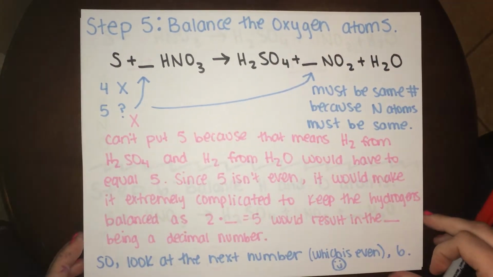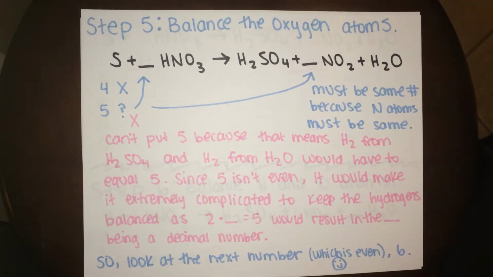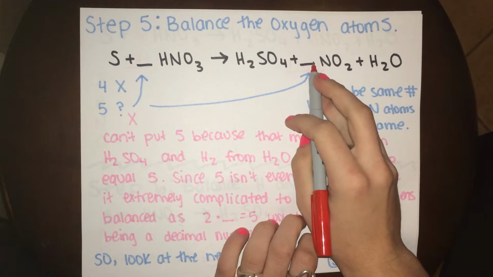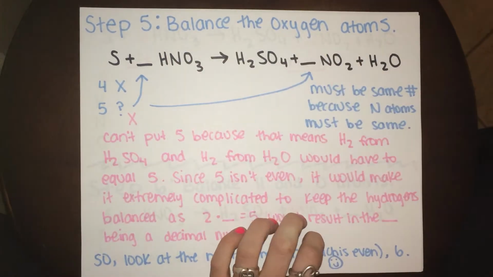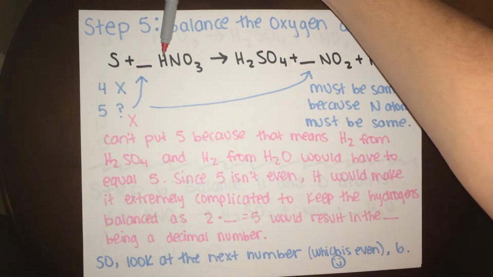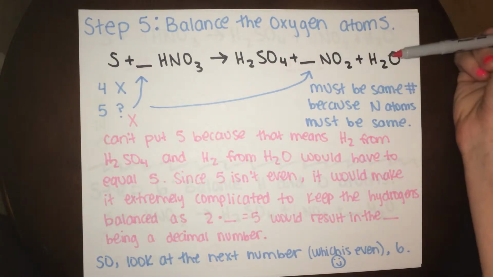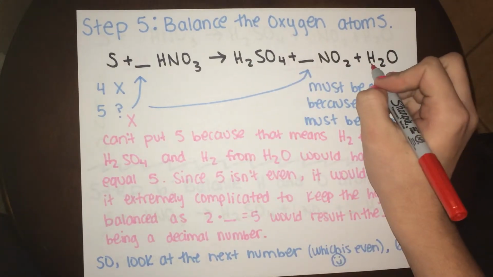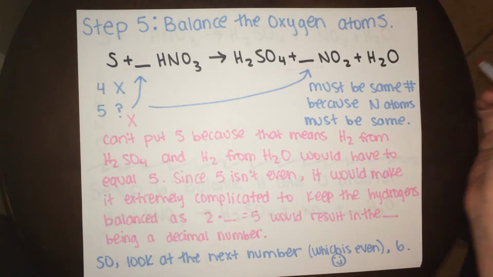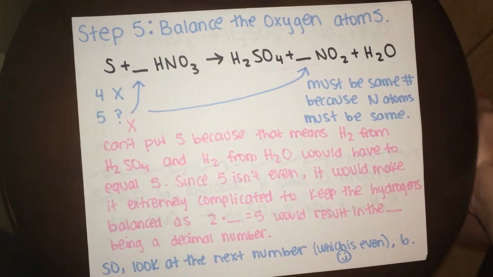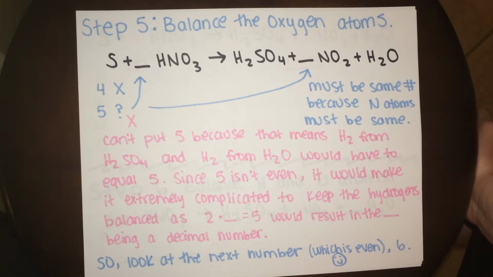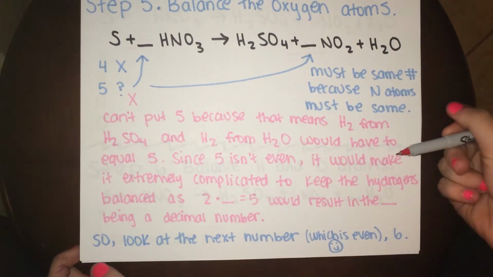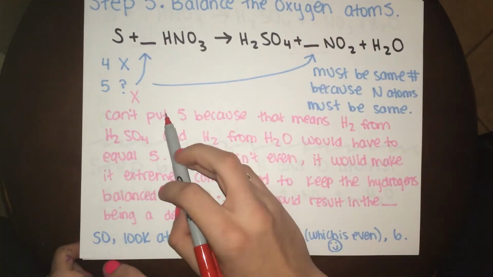Step 5, balance the oxygen atoms. What we can do is we already had a 4 here and we already had a 4 here, but because that didn't work, you can put a 5 here. But thinking ahead just to save us time, if you put a 5 here, that means that there's 5 hydrogen atoms, but here on the right side, there's 2 hydrogen atoms and 2 hydrogen atoms. So you have to put a number here and a number here, and you would try to get it to equal 5 hydrogen atoms. But since the number 5 isn't divisible by 2, it's not an even number, that just causes way more trouble than it needs to be. So instead, we're just not going to do 5.